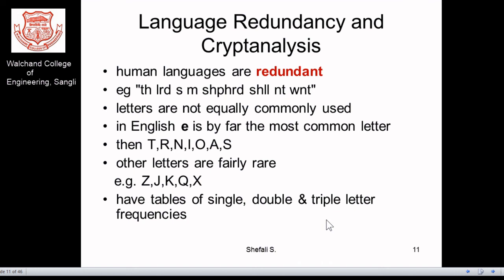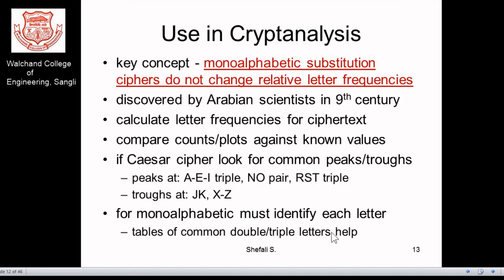Suppose A is a single letter, AN is a double letter, and THE is a three-letter combination. Most of the time THE occurs frequently. So what is the frequency of occurrence of that particular trigram, the three-letter gram? We can find certain frequencies and make guesses.